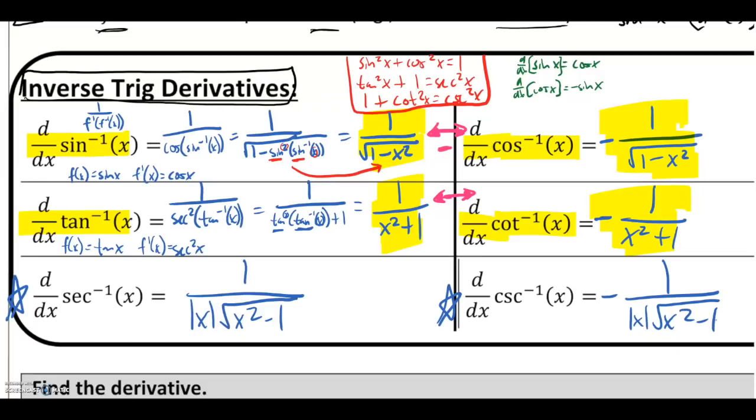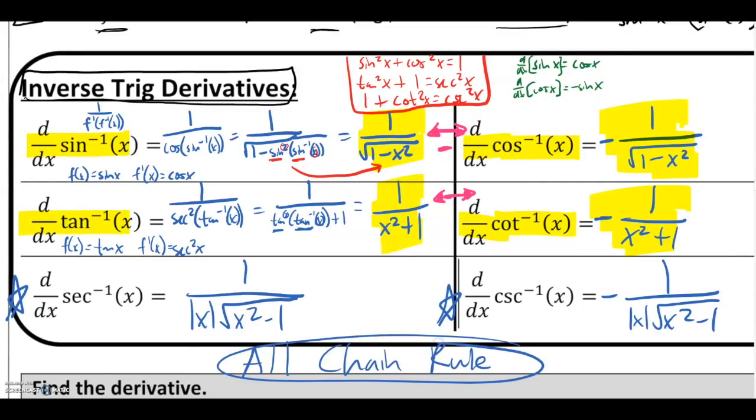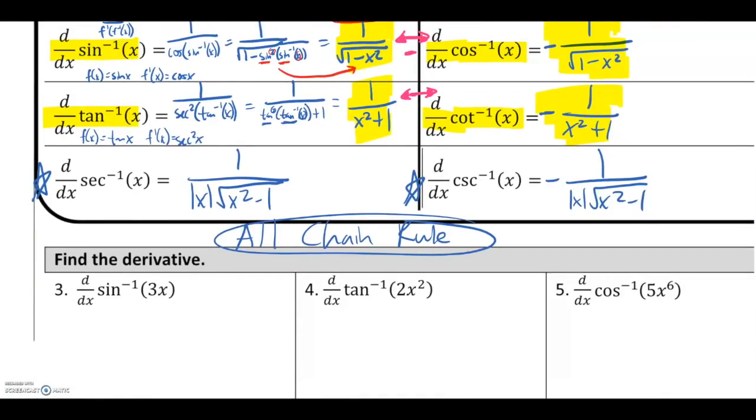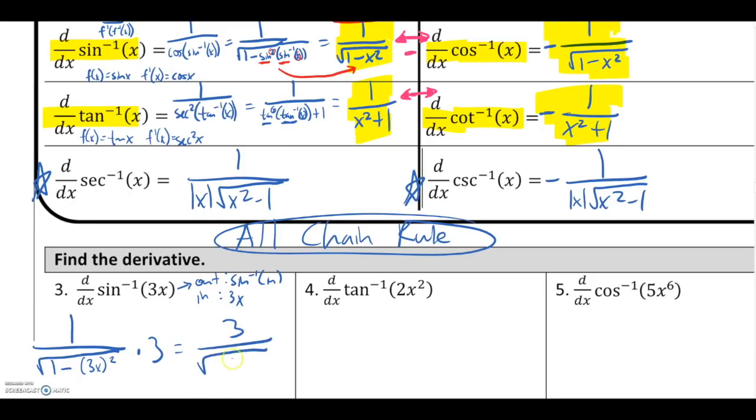And so let's try to finish up by using these. One last note to make before we do that. Just like with trig functions, the inverse trig functions are all chain rule problems. And so for the derivative of sine inverse of 3x, we have an outside that is sine inverse of the inside, and an inside that is 3x. So we're going to get 1 over square root of 1 minus, in this case that x from the rule that we learned up top goes with your inside function. So we get a 3x quantity squared times the derivative of 3x, which is 3, and we'll have 3 over square root of 1 minus 9x squared.